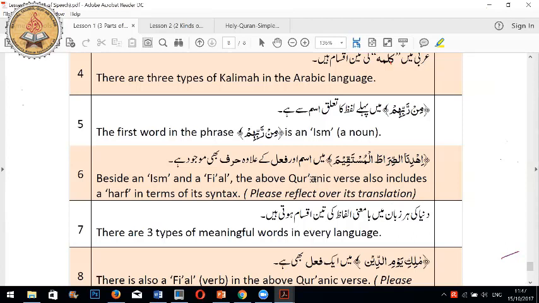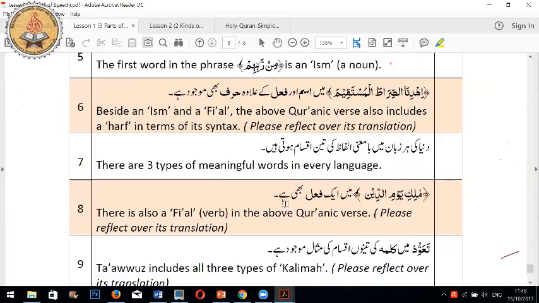Ihdina as-sirat al-mustaqim, can you identify a particle, a harf, a preposition in that? I said there is. You have to testify or negate, correct or incorrect, right or wrong. Number 7. There are 3 types of meaningful words in every language: German, English, Arabic, Hebrew, Urdu, any language. My statement is that there are 3 types of meaningful words in every language. Correct or incorrect? You have to give the answer.